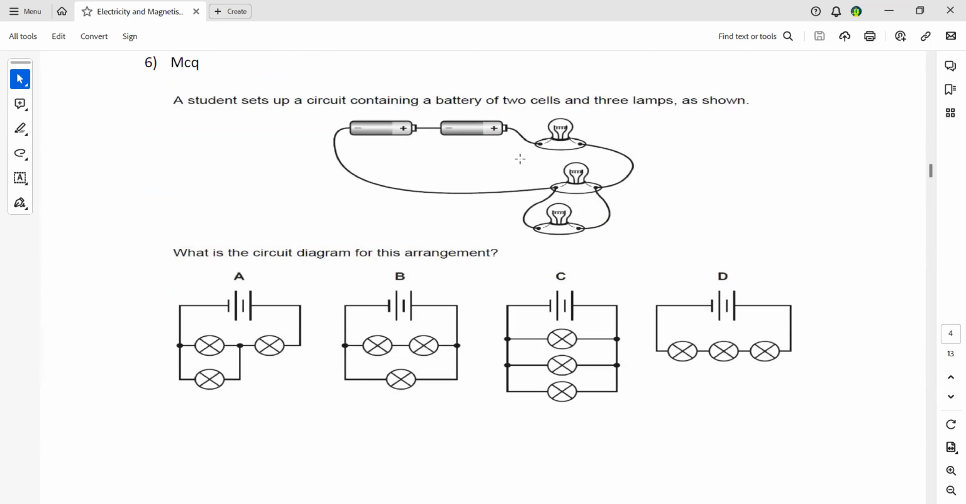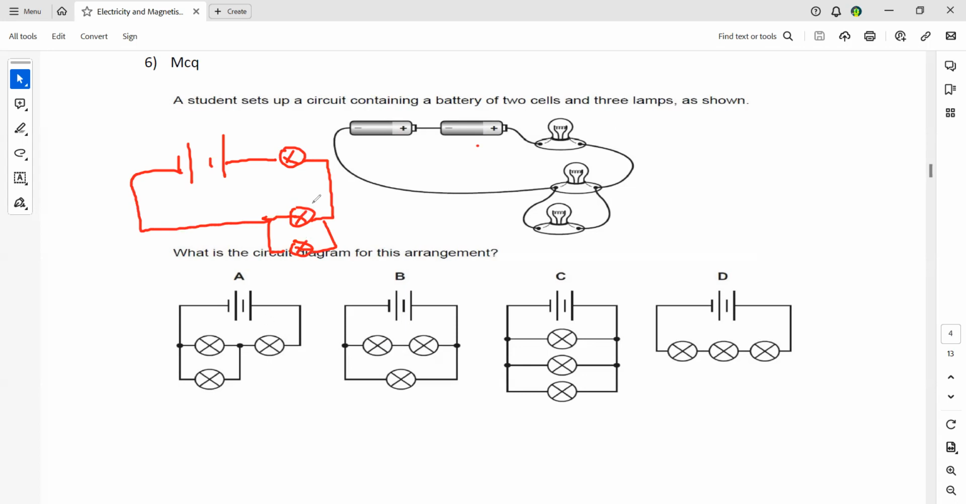A student sets up a circuit containing a battery, two cells, and three lamps. Which diagram shows this arrangement? First, we have two cells, so negative, positive, and then negative, positive. Then there is one lamp after that, and with this lamp, another lamp is connected. These two lamps are in parallel, one over the other, and then the circuit is complete. So which one does it match with?